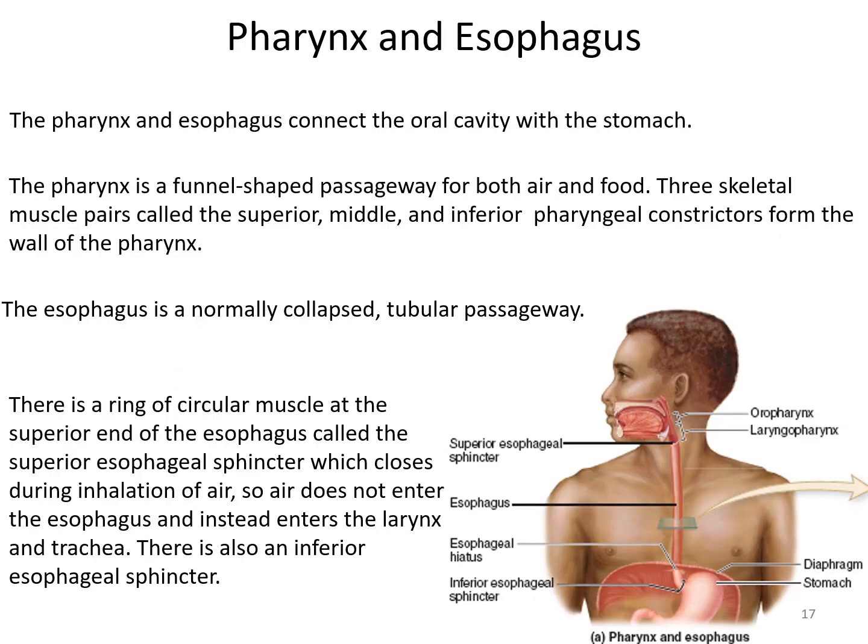The pharynx and the esophagus will eventually connect the oral cavity with the stomach. The pharynx is the funnel-shaped pathway for both food and air. It's made up of skeletal muscles that form the wall of the pharynx. And then it opens into the esophagus. The esophagus is a muscular tubular structure that is normally closed, but will open if we're passing food through there.